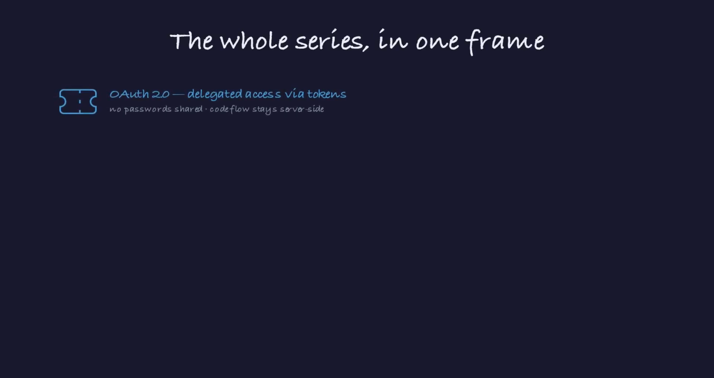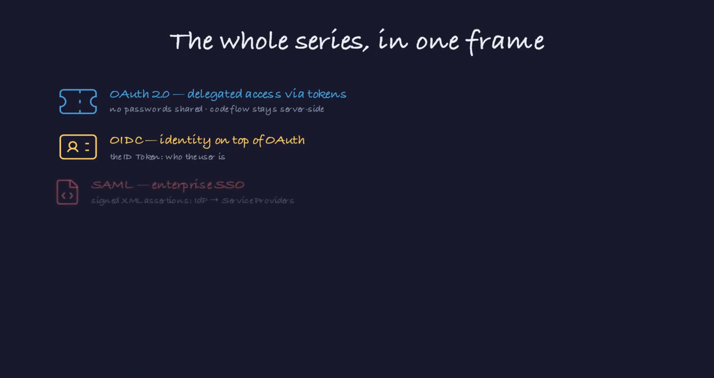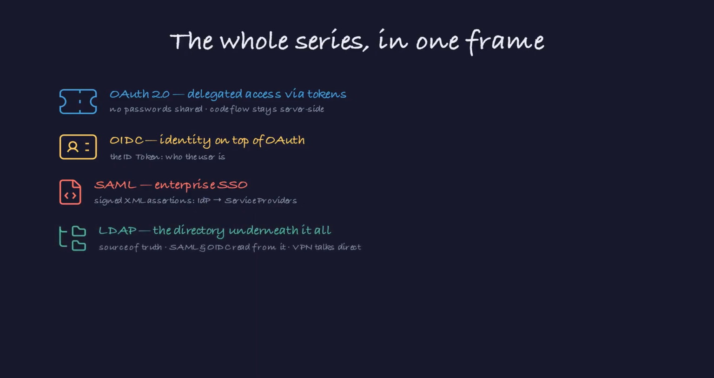OAuth, delegate access with tokens, no passwords shared. OIDC, identity on top of OAuth. The ID token tells your app who the user is. SAML, enterprise SSO, signed XML assertions from an identity provider to service providers. LDAP, the directory underneath it all, the source of truth for identities, groups, and attributes. SAML and OIDC read from it. VPN clients and OS logins talk to it directly.